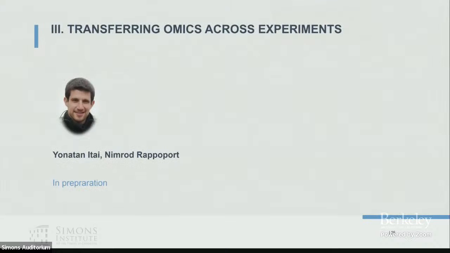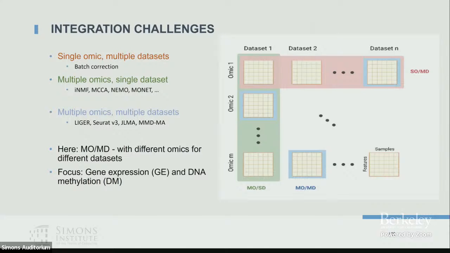Switching gears, let me present the work that was done by Nimrod and led by Jonathan, a master student of the group. So here is the setup. When we are talking about multi-omic integration, there could be a situation where we have a single omic and multiple data sets, like we see in red, and this is a well-studied batch correction problem. There could be a situation where we have the same data set but multiple omics, like we just described. And the most general situation is where we have multiple data sets and multiple omics.